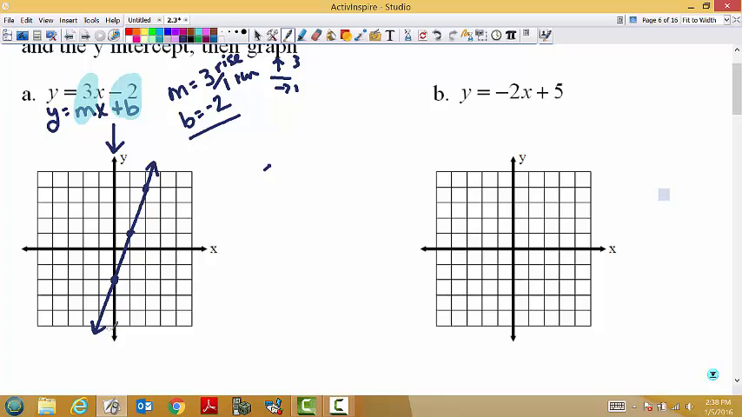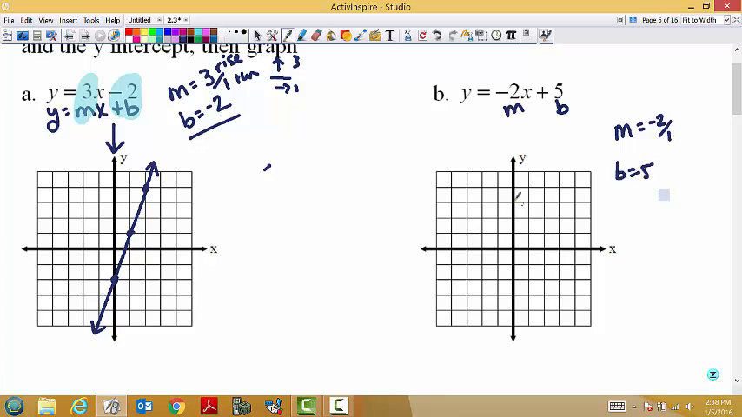Alright, y equals negative 2x plus 5. Sorry, my microphone keeps moving. Look, I keep hitting the cord, I apologize. M is negative 2, b is 5. So m is negative 2 over 1, b is 5.